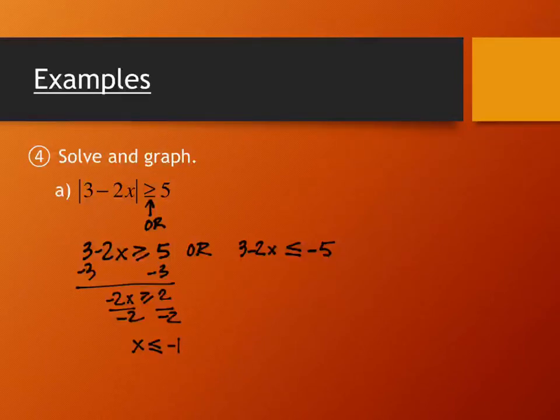And on the other one, again, I subtract my 3. All the steps are going to look exactly alike, but my values on the right-hand side will be different because negative 5 minus 3 is not 2 or negative 2, right? It's not going to be the same values any longer. I actually have to do the subtraction separately, and it's negative 8. And if I divide by negative 2, then x is less than or equal to 4.